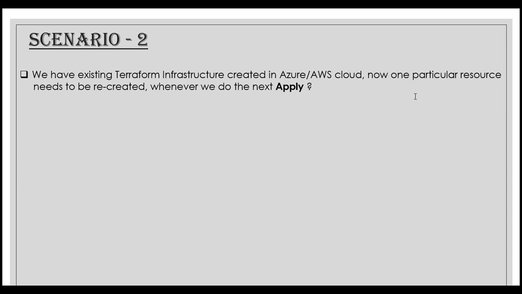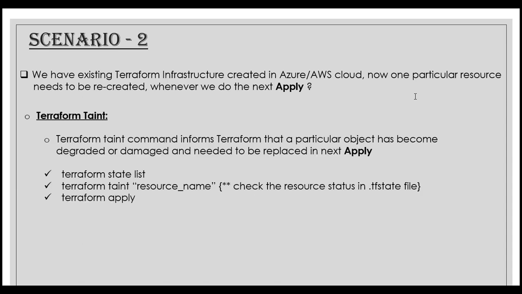One scenario I can think of right now: think of an EC2 instance, and the EC2 instance status check is failing. Now you want to recreate that particular EC2 instance. So how exactly can we do it using Terraform? This is a very genuine scenario, and you may face it. So let's see how exactly we can achieve that in Terraform.